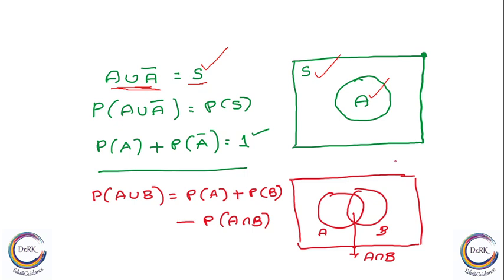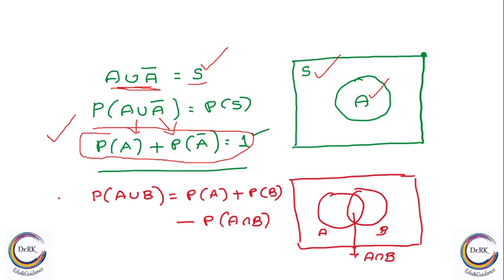Now these two are mutually exclusive. A and A complement do not have any common portion. Therefore we can write this as P of A plus P of A complement. And we know the probability of the sample space equals 1. Therefore P of A plus P of A complement equals 1. So this is the other way by which we can prove this relation.